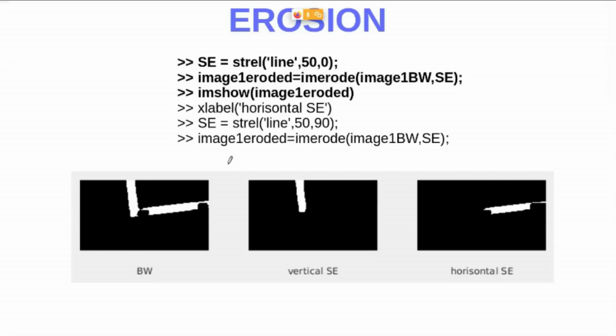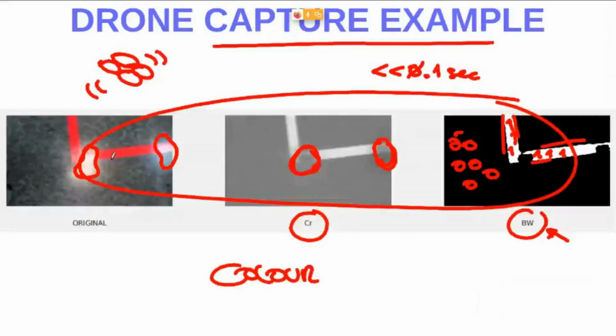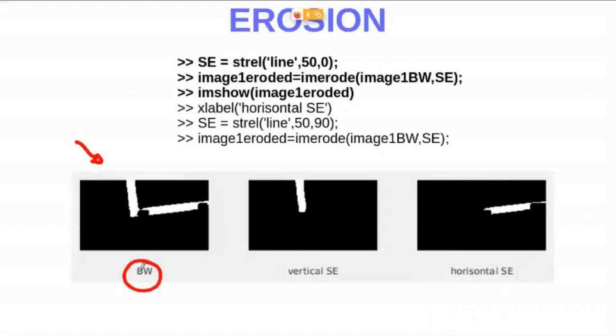Well, let's now have the same example on the picture of the drone. Remember, we had this picture from this original one. This is the original. We have this chrominance in red, this binarization, okay? And this is the black and white image, the binarization. You must not confuse this with the intensity. This is not intensity. It's black and white, so zeros and ones, okay?